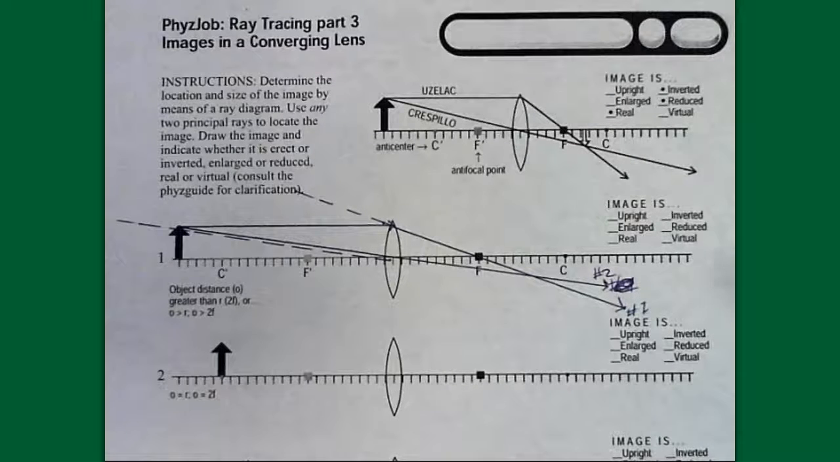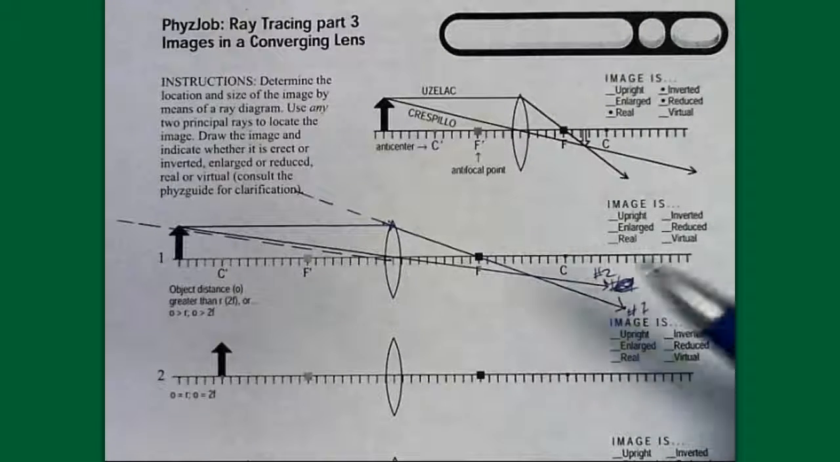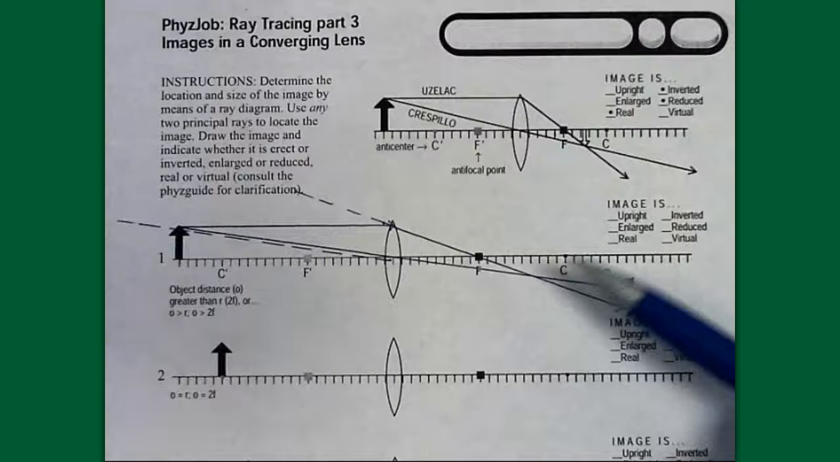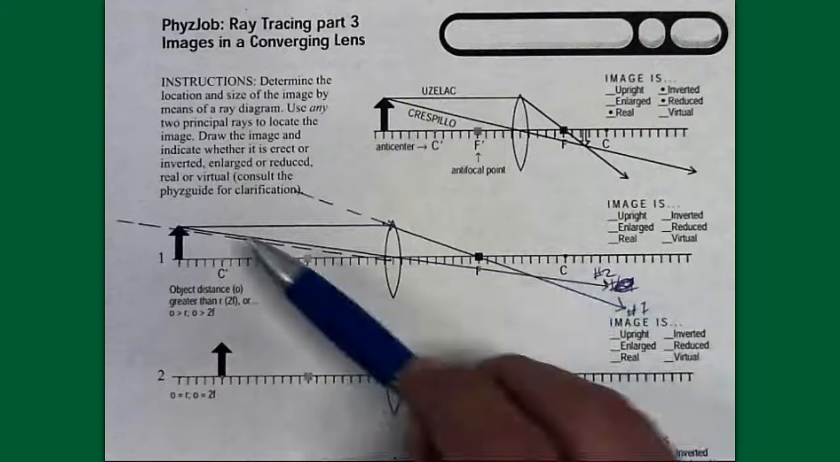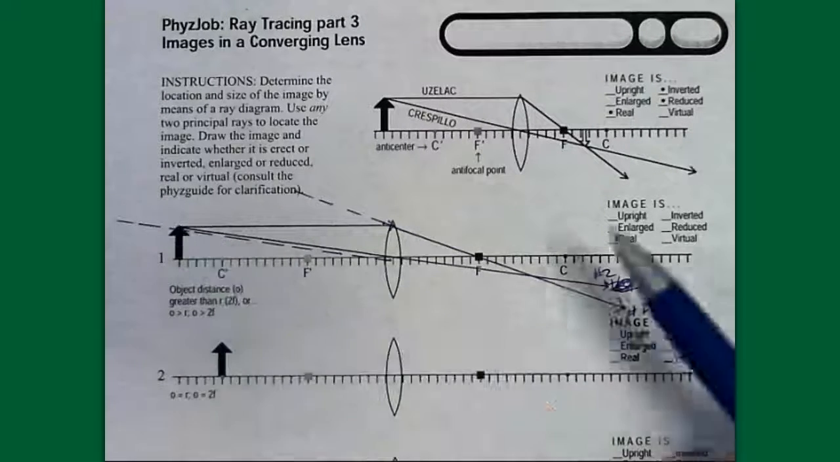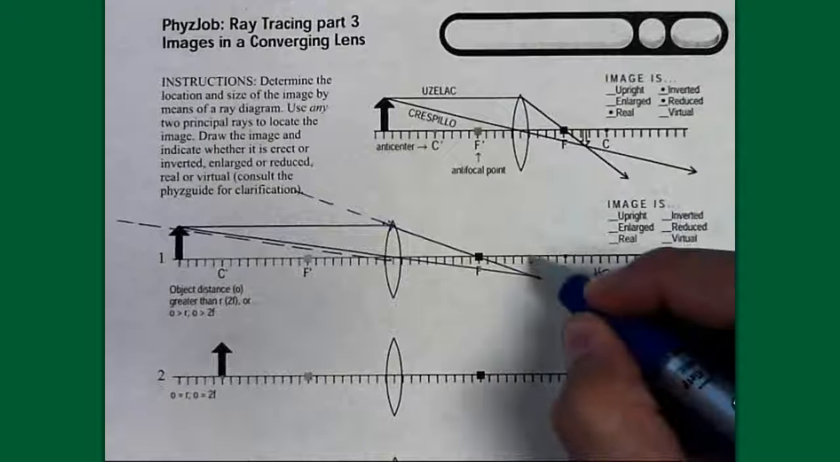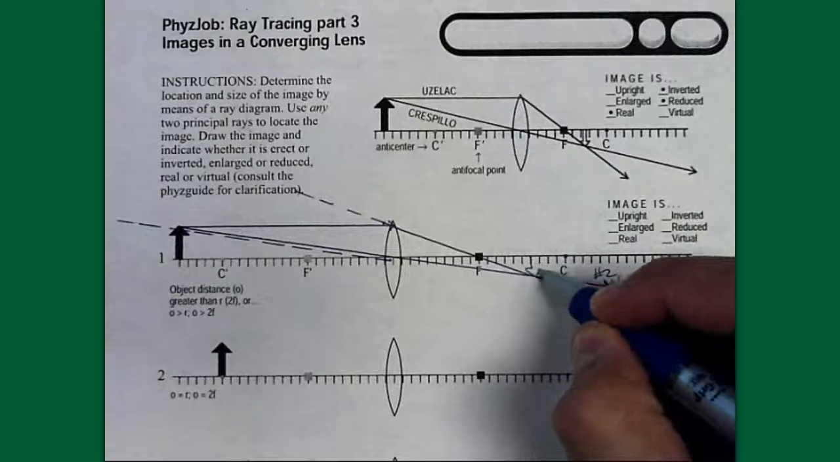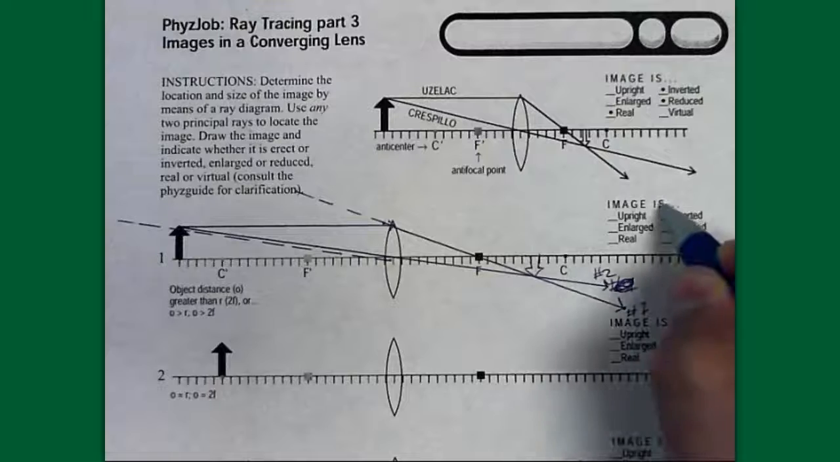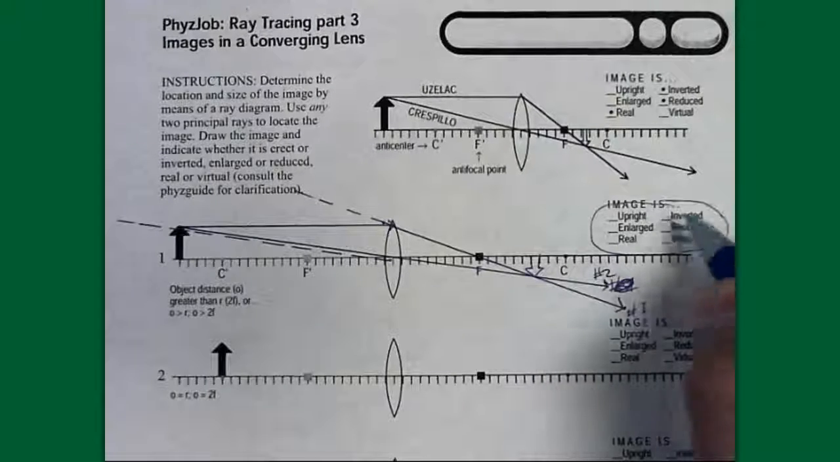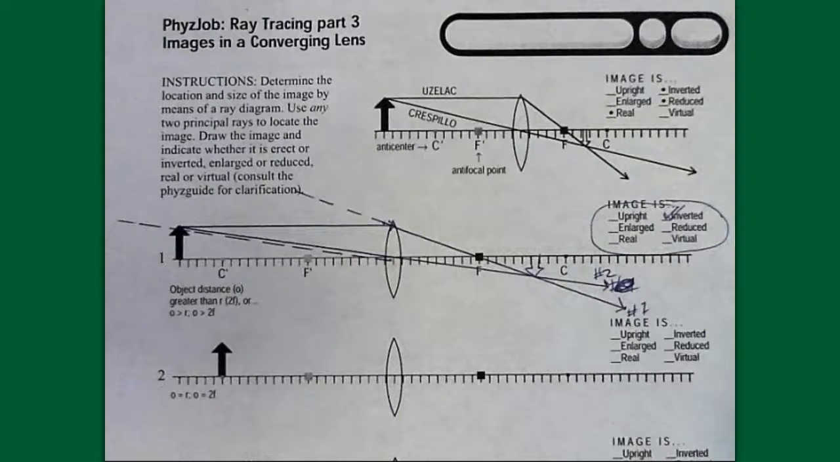Remember that the point of a ray diagram is to determine where the image is and what it looks like. So I know where the image is because this is where the rays cross. Image would be here. I started the rays above the principal axis and they ended below, so I know this image has got to be inverted. These are very important. The image is inverted.